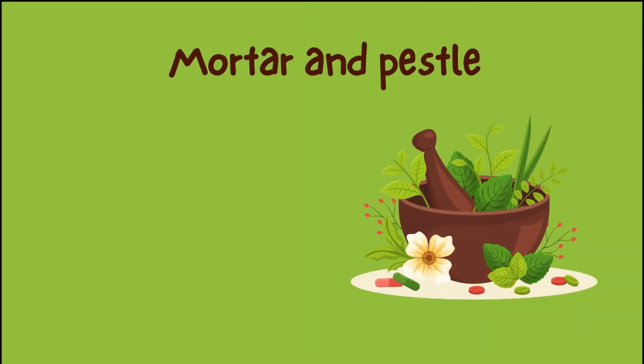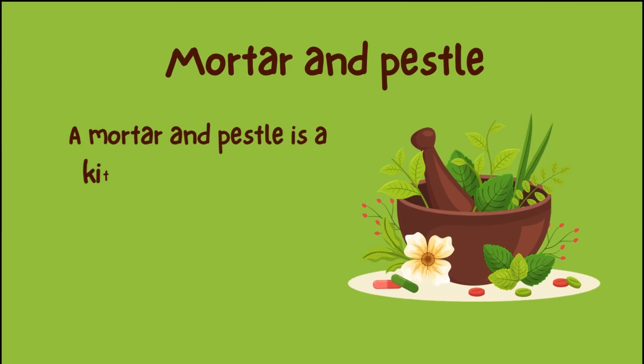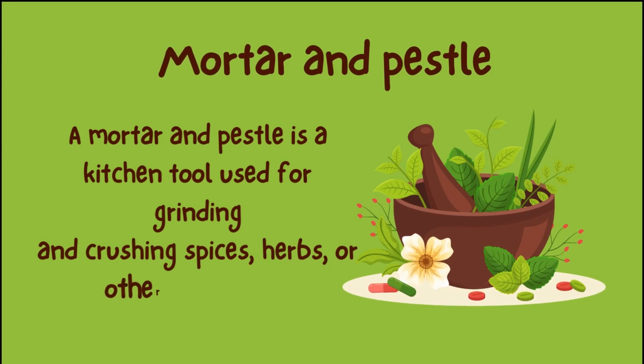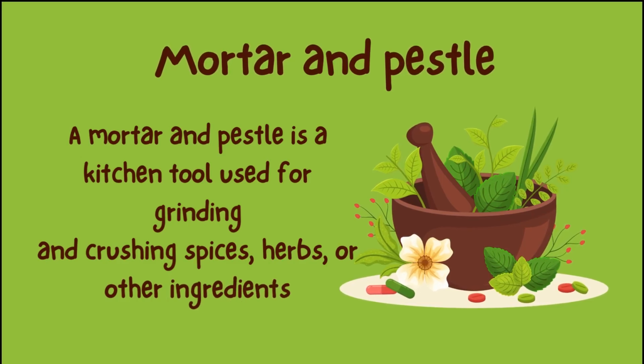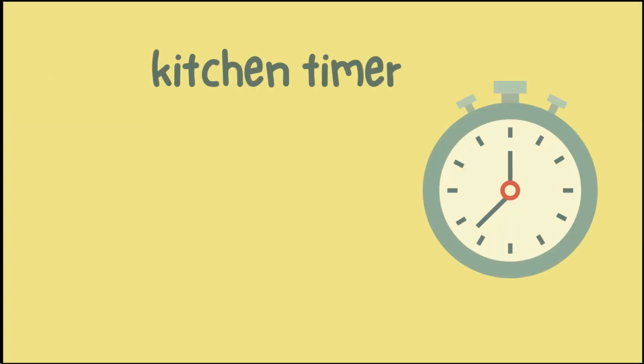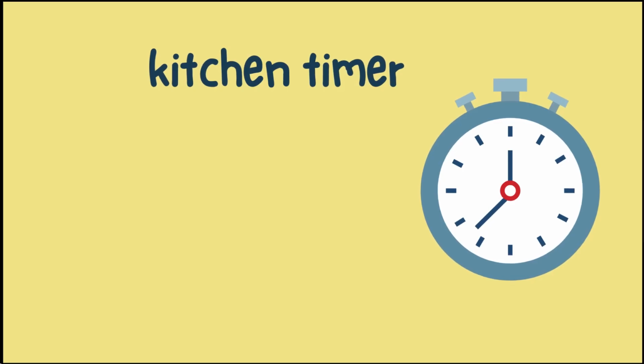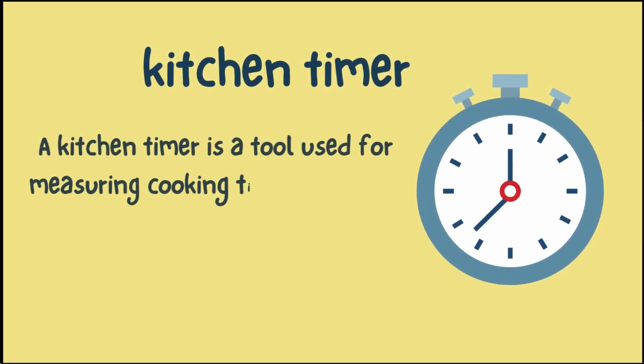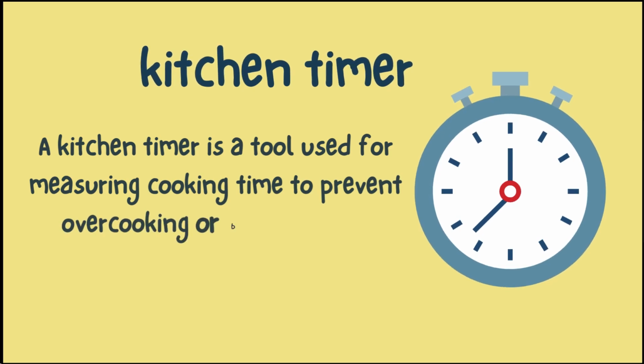Mortar and pestle. A mortar and pestle is a kitchen tool used for grinding and crushing spices, herbs, or other ingredients. Kitchen timer. A kitchen timer is a tool used for measuring cooking time to prevent overcooking or burning food.